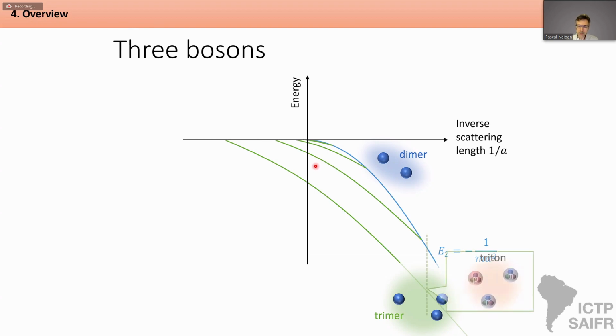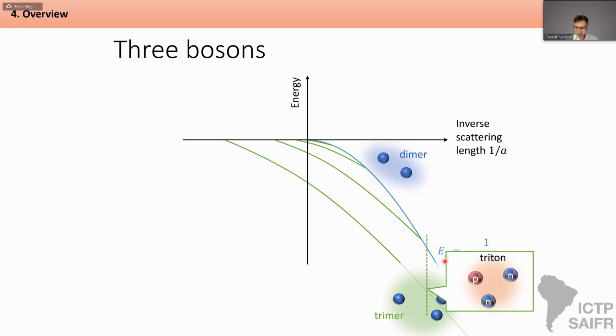As it was pointed out, there's an infinite number of states only at the unitary point, when the scattering length is infinite. In reality, the scattering length of a given system is fixed at some particular value, and usually it's away from this unitary, from this universal region. But for some systems, it comes close enough to enter this universal region.